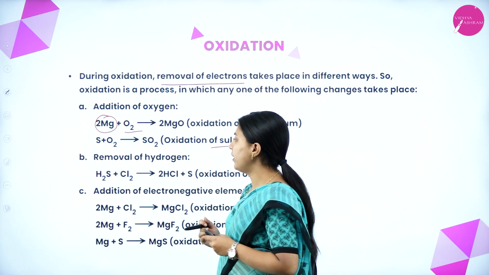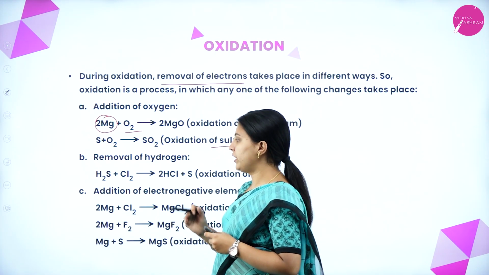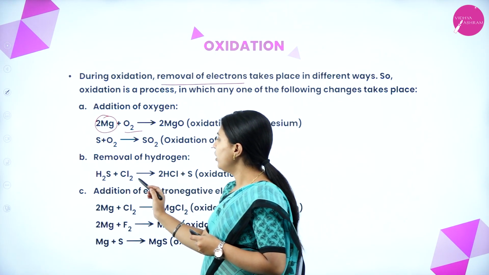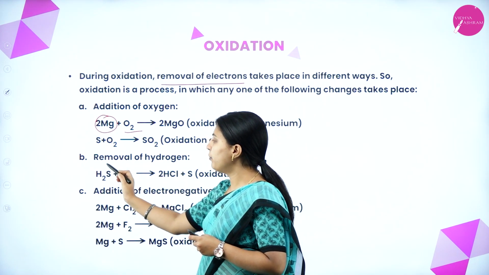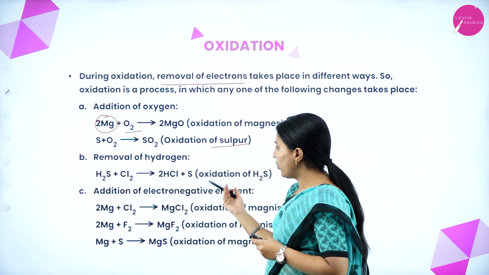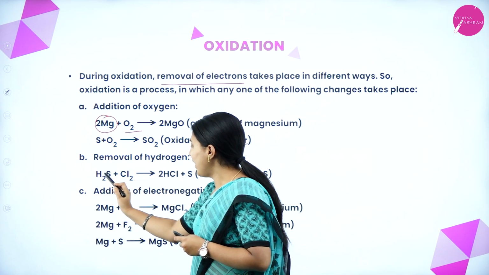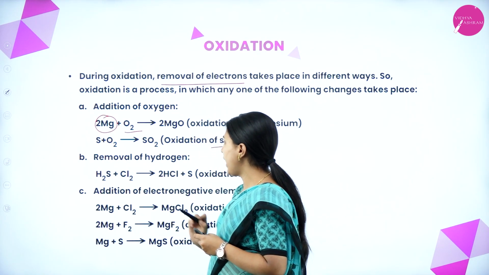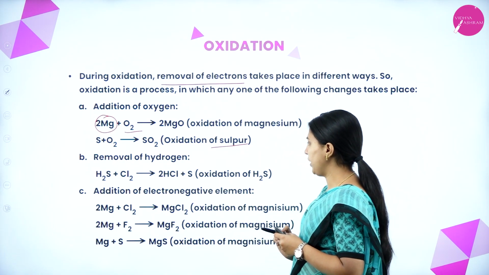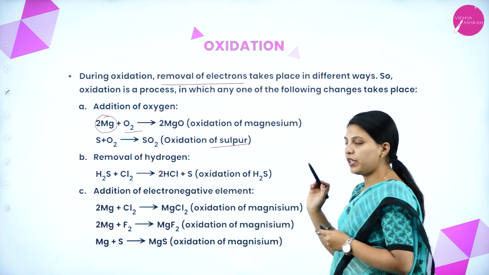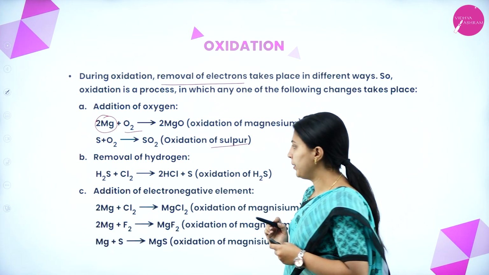Next, removal of hydrogen. Dihydrogen sulfide, that is H2S, and chlorine are going to react. Okay, here removal of hydrogen is going to happen. See, hydrogen is removed and reacts with chlorine, and sulfur is getting separated. Oxidation of H2S is going to happen.